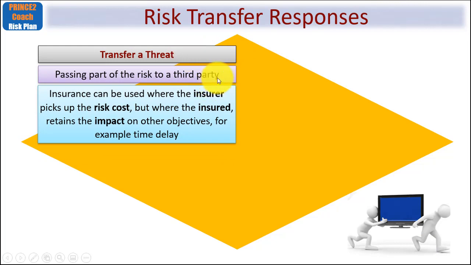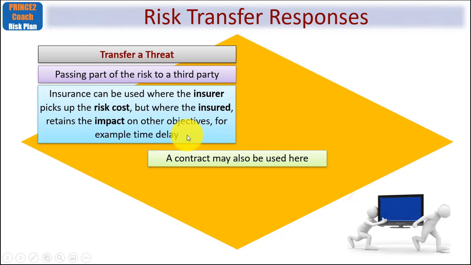What about transferring a threat? Well, this is where you pass part of the risk to a third party. A common way of doing this is via insurance, where the insurer picks up the risk cost, but the insured retains the impact on other objectives, for example, time delay. The point I'm making here is you may be able to insure against money, but you can't insure against time. So hence me including the example of delay.